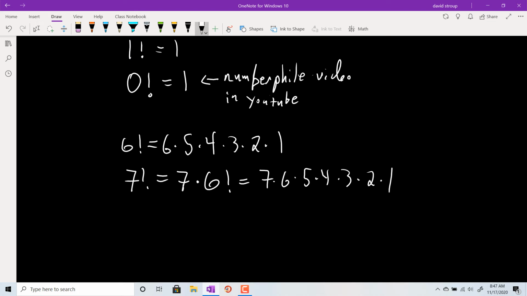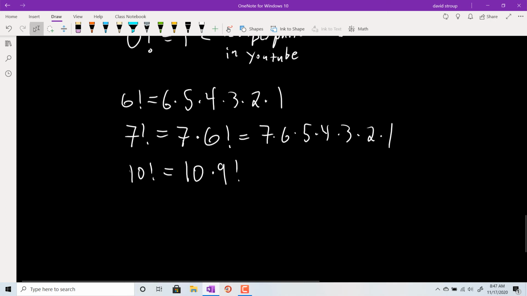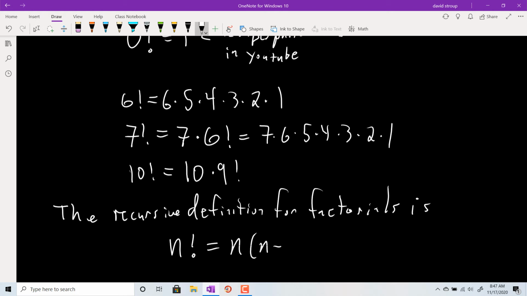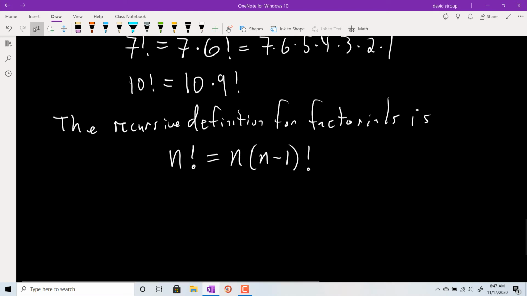So for any factorial you have, if you have like 10 factorial, you can always rewrite 10 factorial as 10 times 9 factorial. Okay. So in general, the way we write that, the recursive definition for factorials is, if you have n factorial, that'll be equal to n times n minus 1 factorial. And that makes simplifications a lot easier.